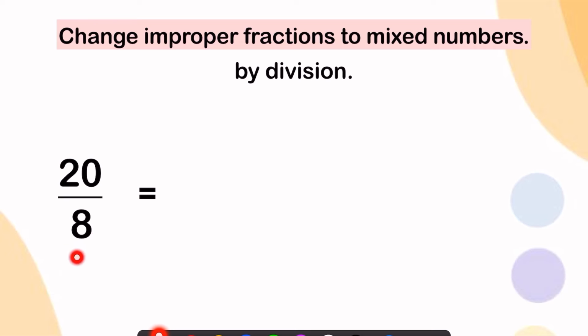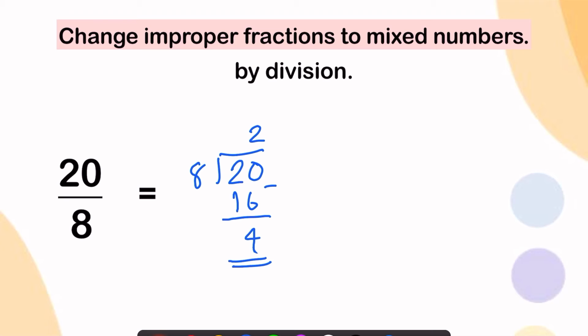I want you to change improper fraction to mixed number. Remember, you divide 20 by 8. And how many times 8 goes into 20? At least 2, right? 8 times 2 is 16. 20 minus 16 is 4. Can you see we have 4 as a remainder? So, to write in mixed number, you put 2 in front, you put 4 as the numerator, and the denominator is 8. From 20 over 8 become 2 and 4 over 8.